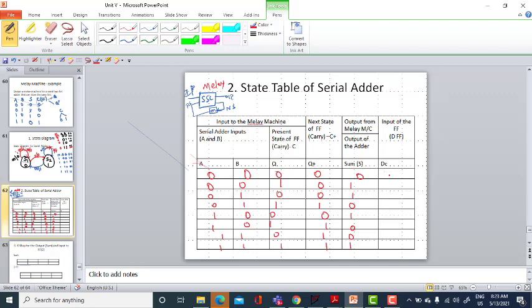So here, from the excitation table of the D flip-flop, what is an excitation table? Excitation table relates your output, meaning the states, with respect to the input of the flip-flop. So now the state is 0. Whatever may be the output of the flip-flop, the same output will be the input of the flip-flop too. So 0, 0, 0, 1, 0, 1, 1.